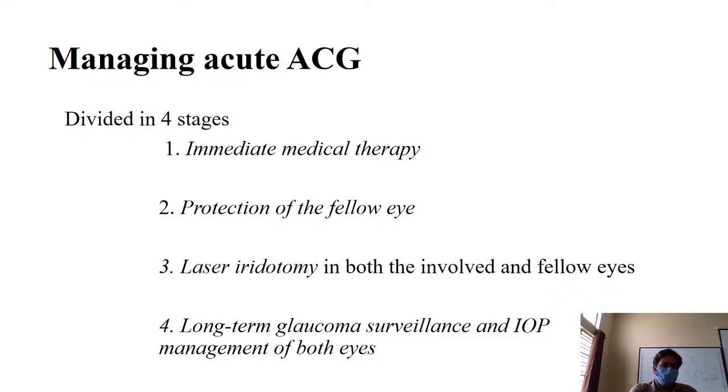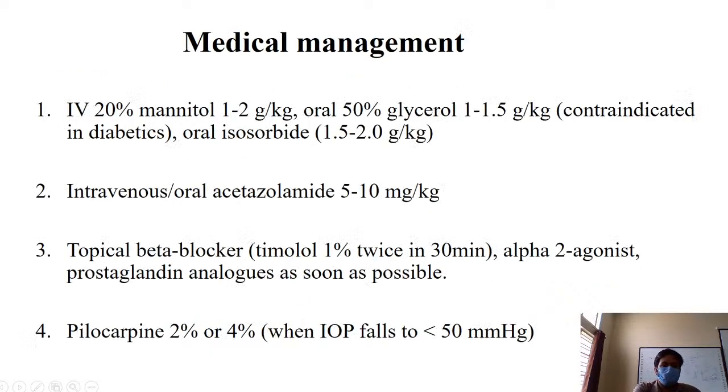It is divided into 4 stages. First, you have to reduce IOP immediately. Then you have to do laser PI in both the eyes. And third is you have to protect the fellow eye and long-term treatment. Okay, these are the 4 stages of the treatment.